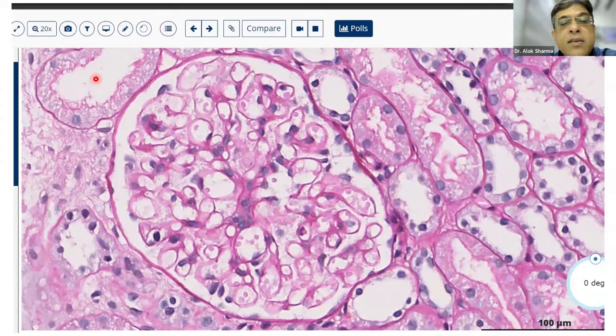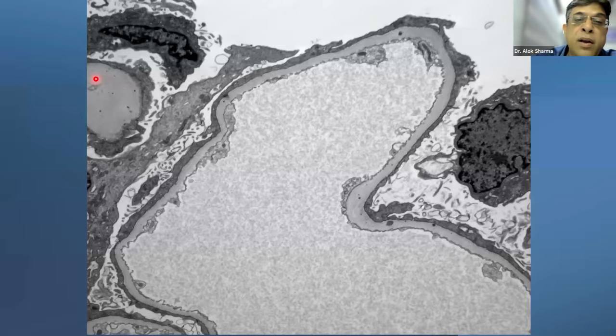But as far as this case is concerned, we could not really find any light microscopic abnormality. The DIF was also completely negative in this case. So again, now we need to go to the EM to determine what it is. And this is what the EM showed again.